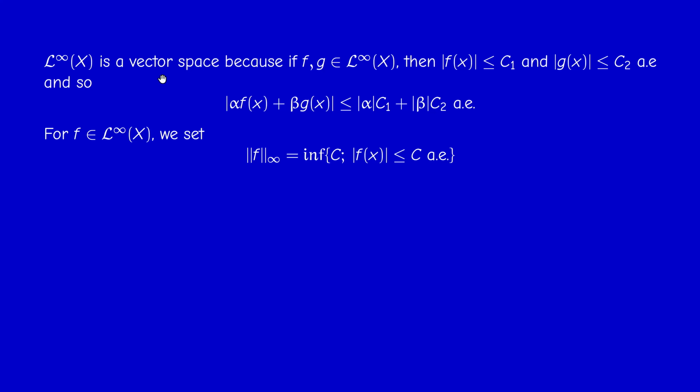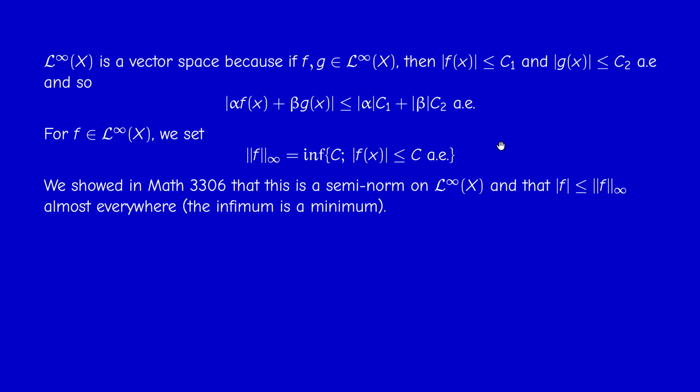from x to R. Now, the norm infinity of f is, in some sense, the smallest essential bound. So it's the infimum of the set of all constants that bound f from above almost everywhere. And you can prove that this is a semi-norm, and the norm infinity is actually an essential bound. So absolute value of f of x is less or equal than the norm infinity of f almost everywhere. So the infimum is a minimum actually.